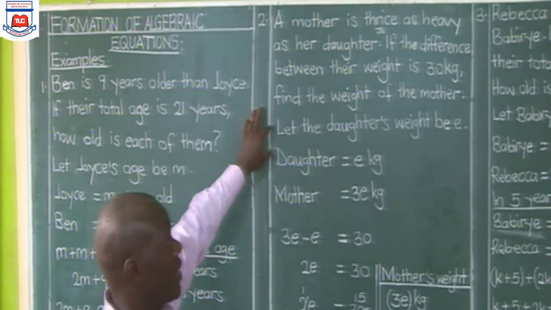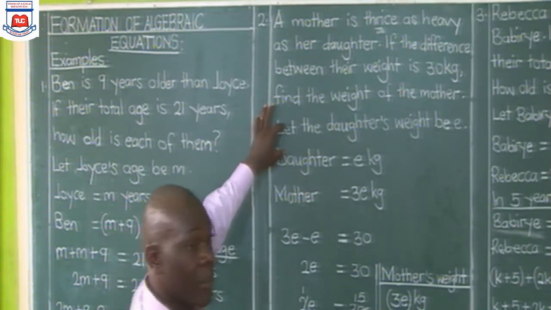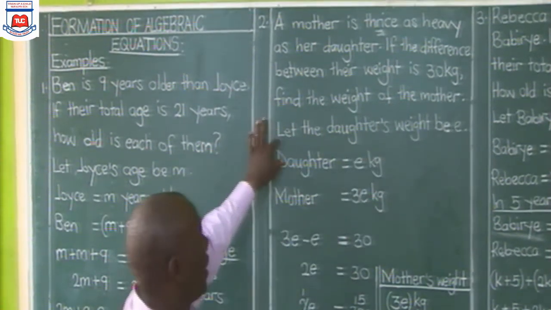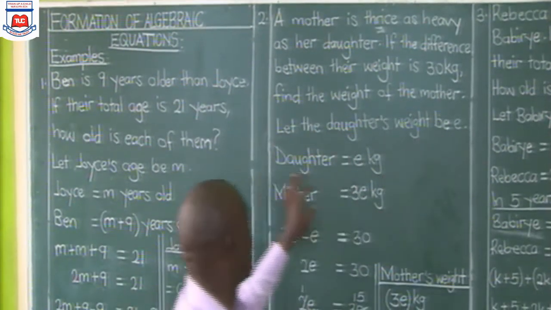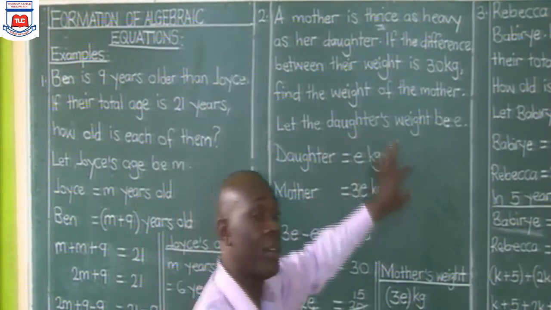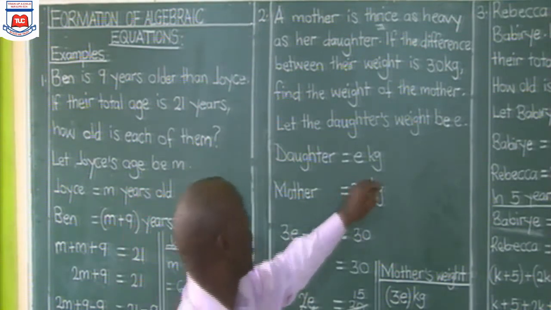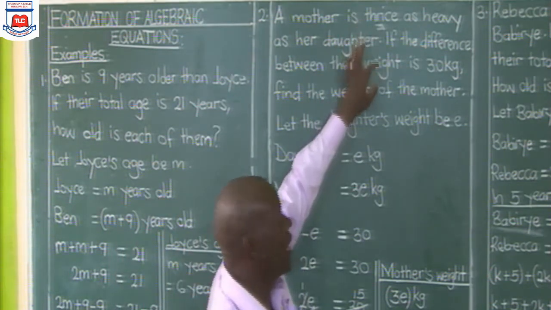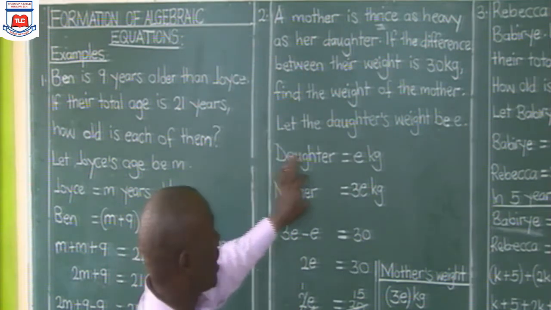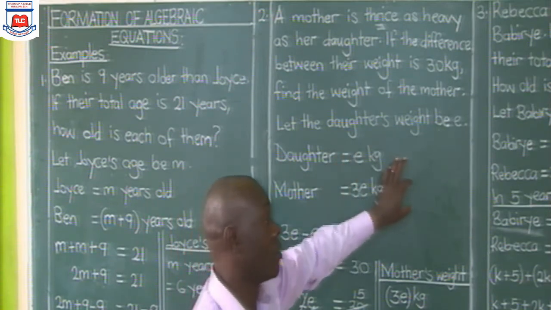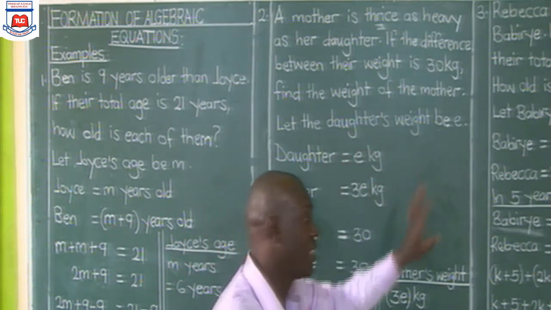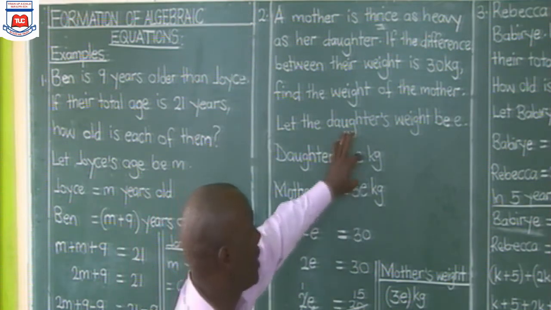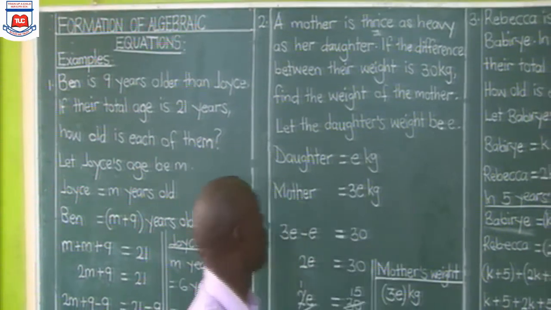If the daughter is the lighter, then it is the daughter one suggests. So you suggest the weight of the daughter by saying let the daughter's weight be E. So that when the daughter weighs E kilograms, then the mother being thrice, or 3 times, weighs 3E kilograms. That's thrice E, which is 3E kilograms.